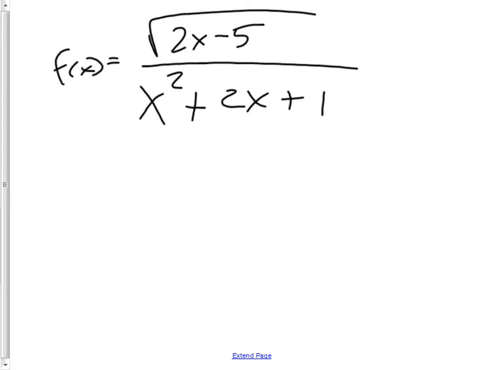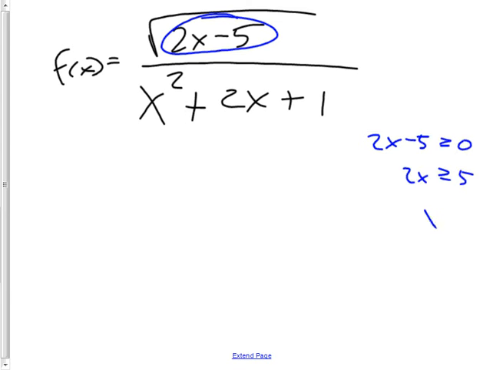By this point, you should have already learned that for domains of square roots, you should take that and set it greater than or equal to 0. So I'm going to do that over here. 2x minus 5 needs to be greater than or equal to 0. 2x needs to be greater than or equal to 5. X needs to be greater than or equal to 5 halves, also known as 2.5. Okay? Raise your hand if you got that part right.